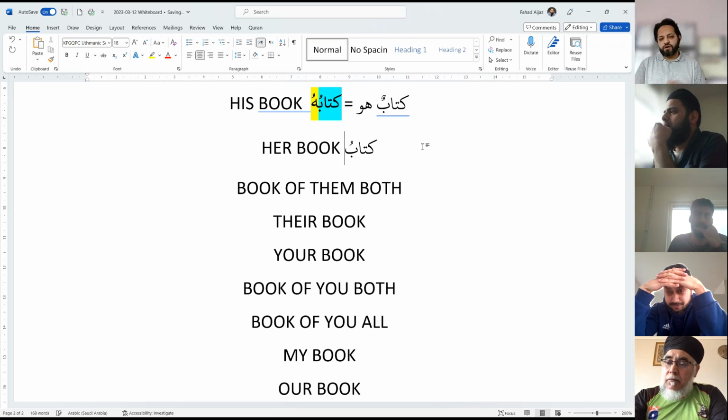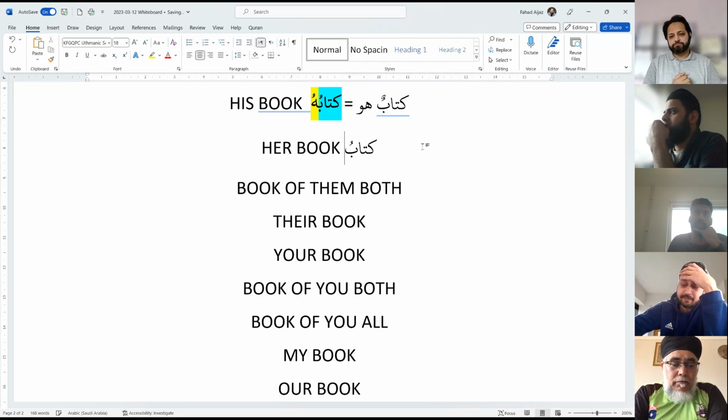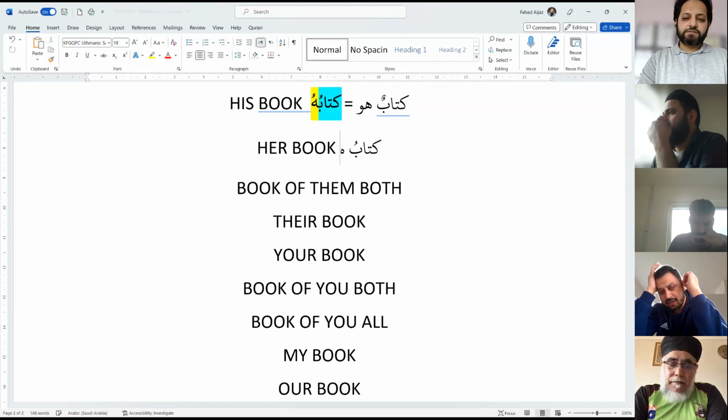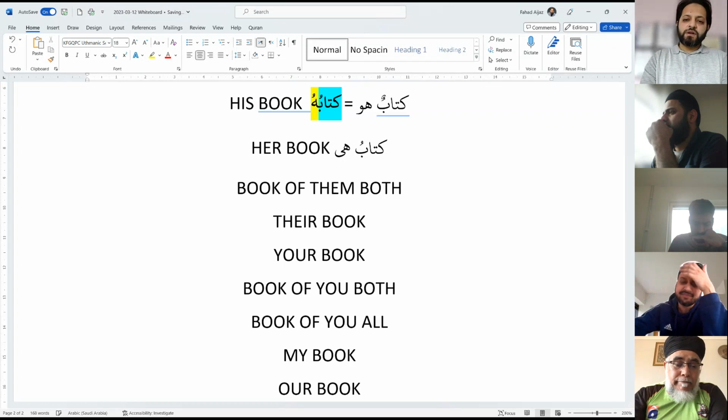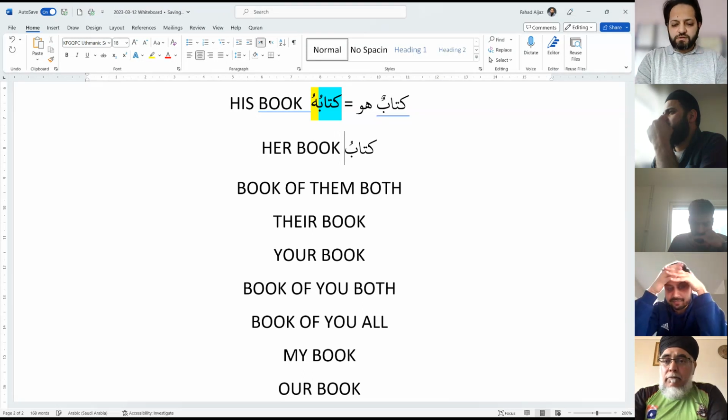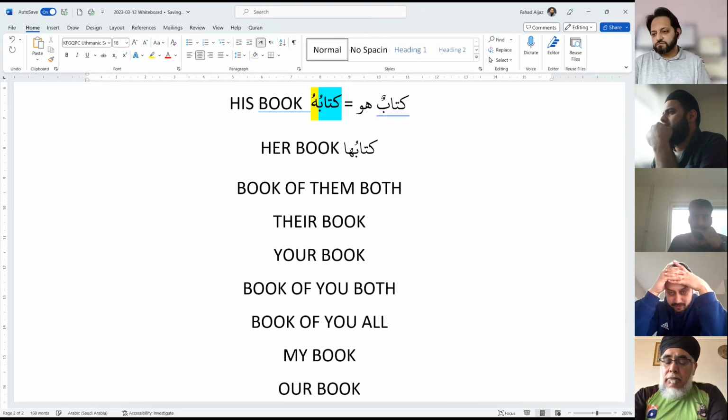And now I'm looking for a pronoun. What is the independent form of the pronoun her? Hiya. Once we know it's hiya, what is the attached form of hiya? Ha. So I'm going to take that attached form. It's just one letter, and I'm going to attach it like this. Kitabuha, her book.